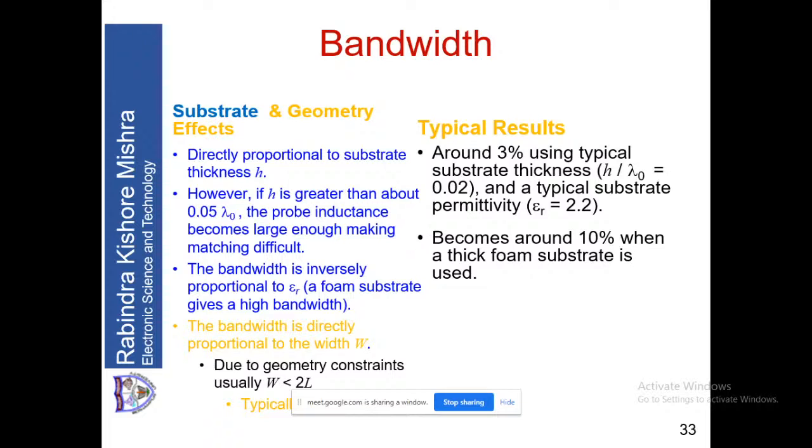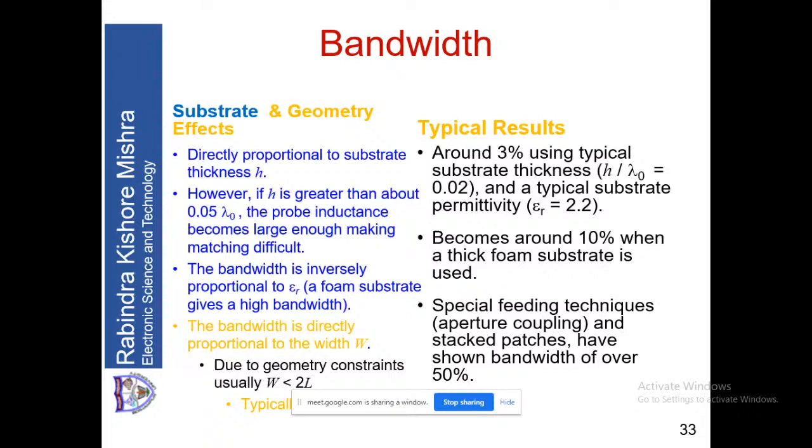There are special feeding techniques like aperture coupling, which we discussed in the last class, and stacked patches: one patch above another patch. If I take two patches stacked one over another, then effectively we are increasing the thickness of the substrate. With those methods, we can go up to a bandwidth of more than 50%. So for the time being, let us see what the effect of W is here.